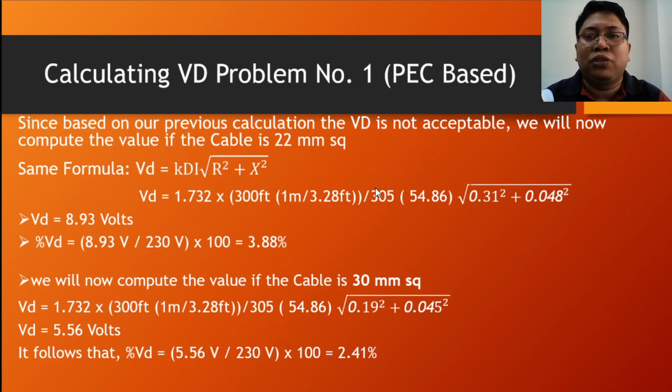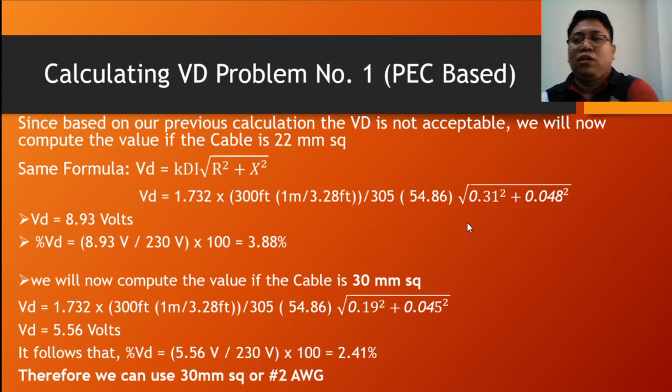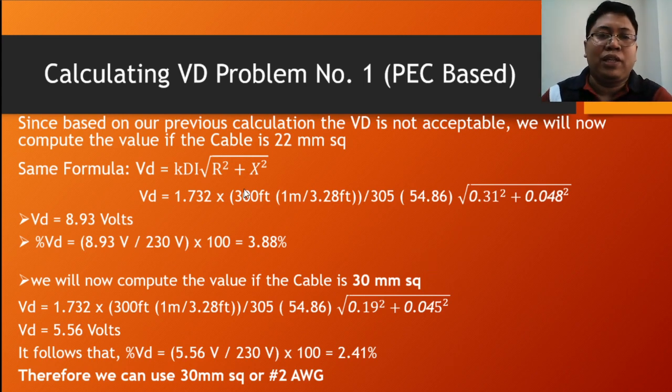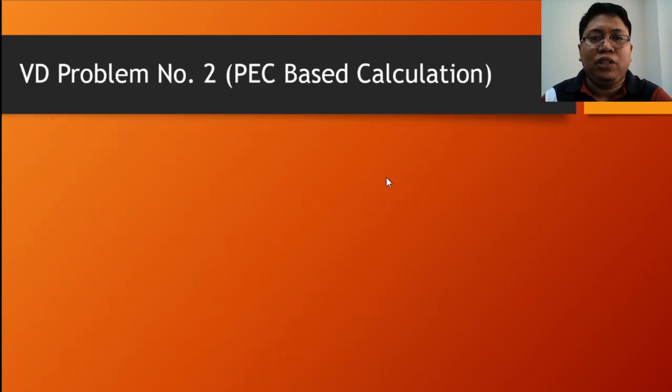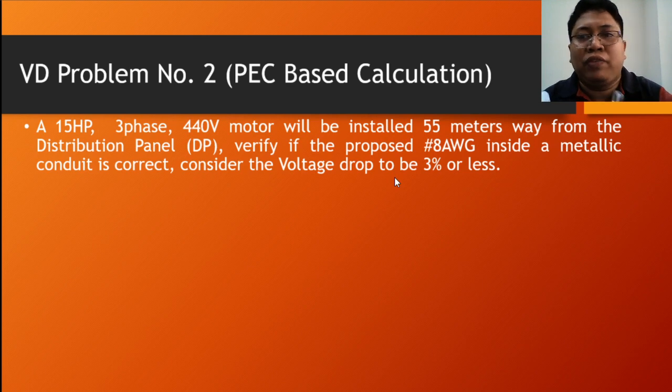Technically, pasok na siya doon sa requirement natin na 3%. Therefore, we can use now that 30 mm squared or number 2 AWG. Yan yung i-recommend natin na pwedeng gamitin based on our calculation. Okay? Next problem. Let's use ulit yung PEC natin approach. A 15 horsepower 3-phase, ito for 440 volts naman, will be installed 55 meters away from the distribution panel.